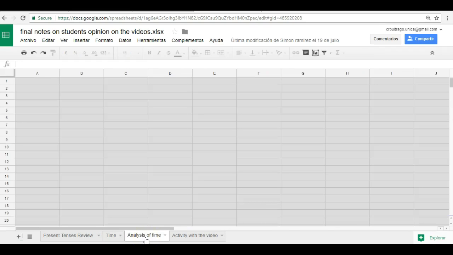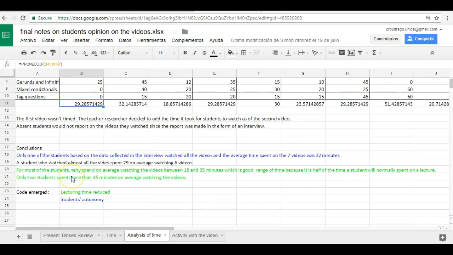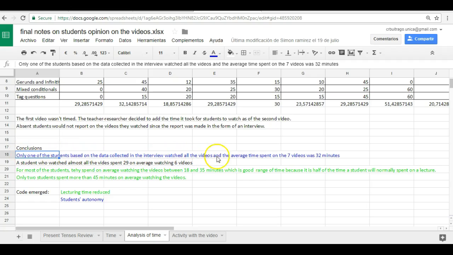As he continued with the analysis, he went through how much time on average it took every student to watch the videos. Then he started drawing conclusions about the different data that he found. Only one of the students, based on the data collected in the interview, watched all the videos, and the average time spent on the 7 videos was 32 minutes. A student who watched almost all the videos spent 29 on average after watching 6. For most of the students, they spent on average between 18 and 35 minutes watching the videos, etc.